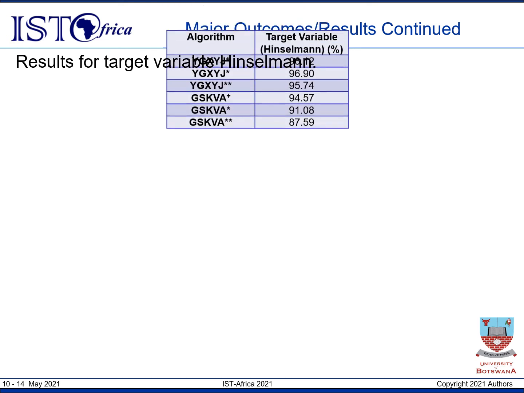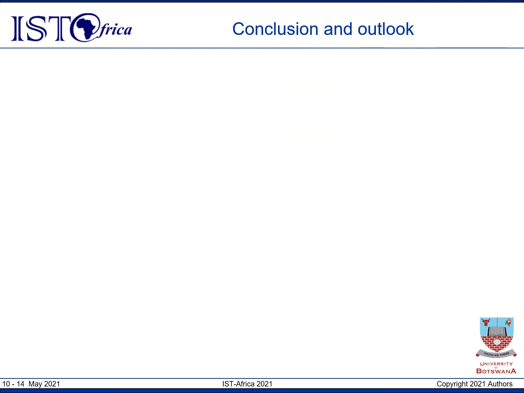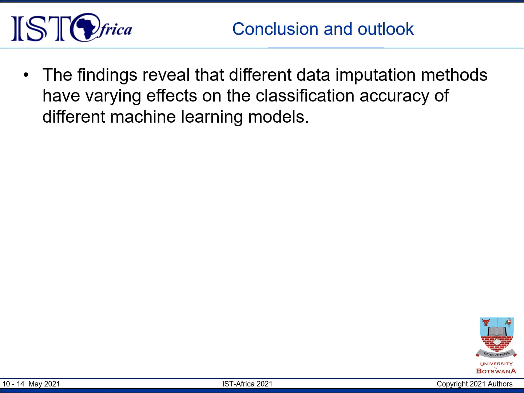Finally, for the target variable Hinselmann, we notice a similar trend for the two algorithms. We notice that for algorithm YGXYJ, the variant YGXYJ*, which utilizes mean value for data imputation, achieves the highest classification accuracy. For GSKVA, we notice that the variant GSKVA plus, which also utilizes mean for data imputation, achieves the highest classification accuracy. The inferences from these results are that different data imputation methods have varying effects on the classification accuracy of the algorithms that were explored in this study.